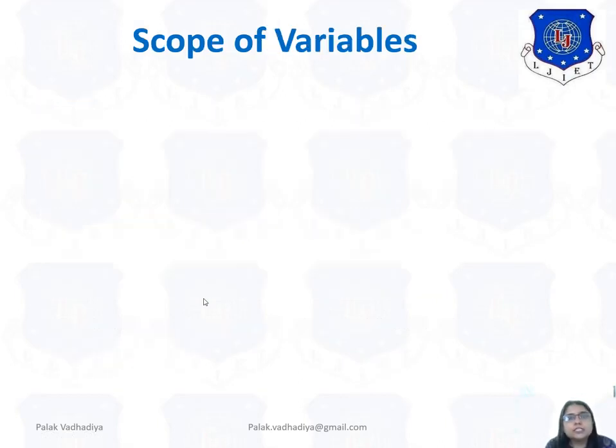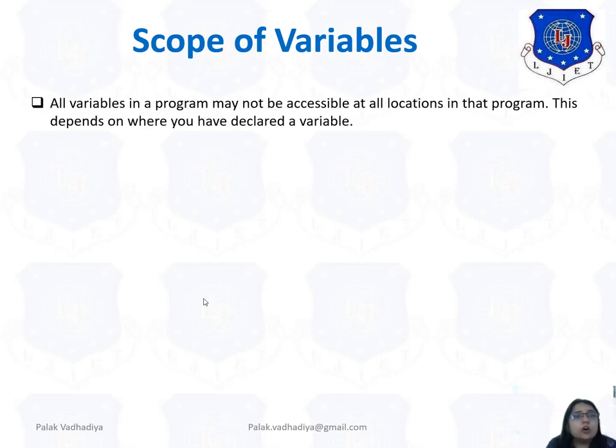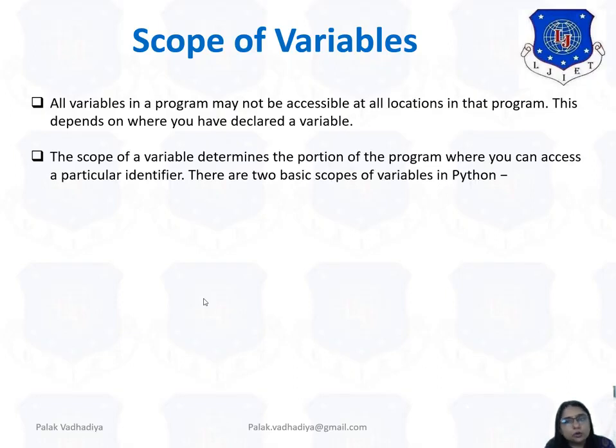Next we will discuss the scope of a variable. See, all variables in a program may not be accessible in all locations of that program. This depends upon where you have declared the variable. If you declare any variable inside the function, then you can use that variable inside the function only. And if you declare the variable outside of the function, that is known as a global variable, which we will discuss in detail.